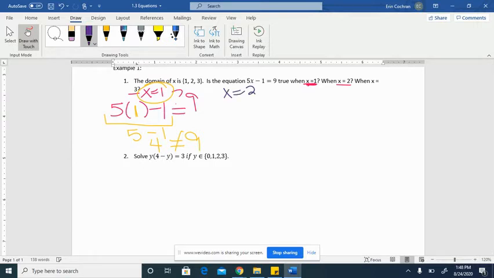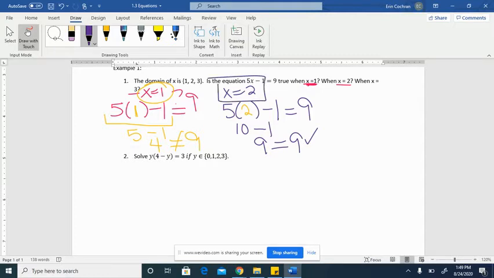So if I take 5 times x, which we're going to replace with 2, minus 1, does that equal 9? Follow order of operations. 5 times 2 is 10. 10 minus 1 is 9. Does 9 equal 9? Yes, it does. So 2 is the solution of 5x minus 1 equals 9.